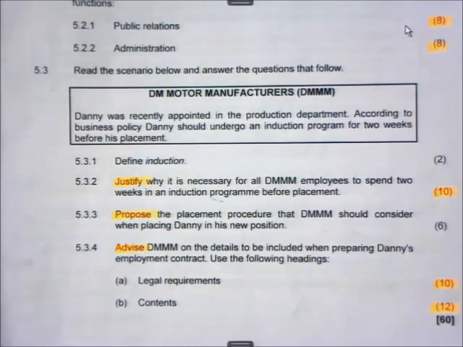5.3.2, justify why it is necessary for all DM Motors employees to spend 2 weeks in an induction program before placement. 10 marks. This was all about what? The benefits of induction. Why induction was important to be carried out. 10 marks.